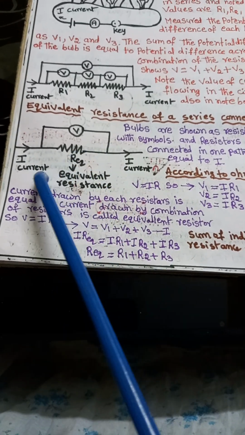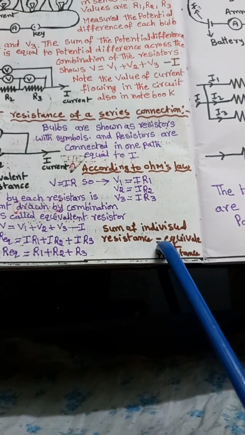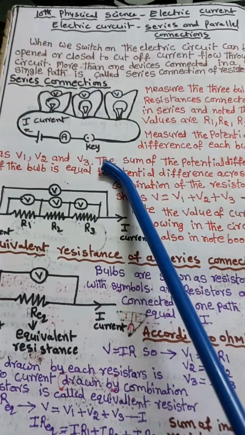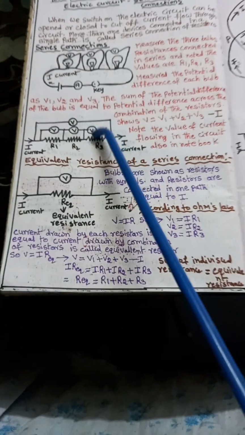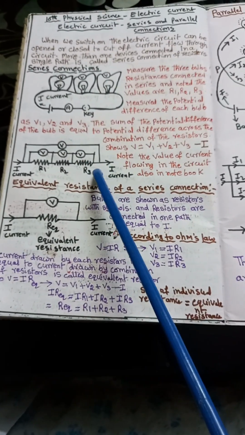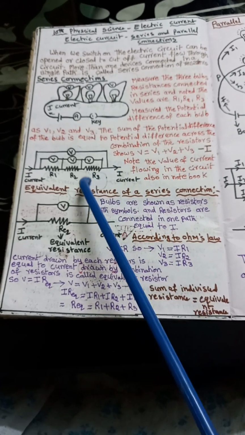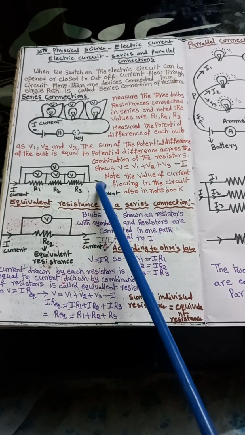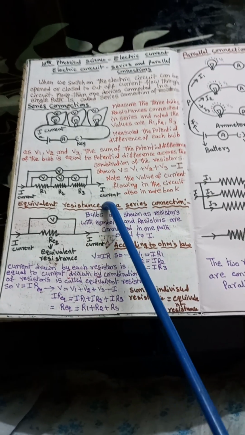The combination of resistors is called the equivalent resistance. So the sum of the individual resistances is equal to the equivalent resistance. This series connection is not used in our homes because when one device is spoiled, all the other devices in our home are also spoiled. So series connection is not used for connecting devices in our homes.